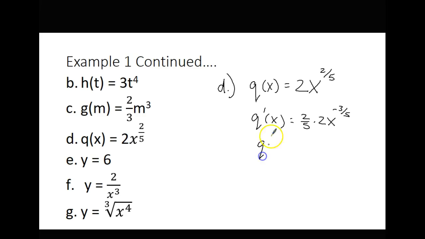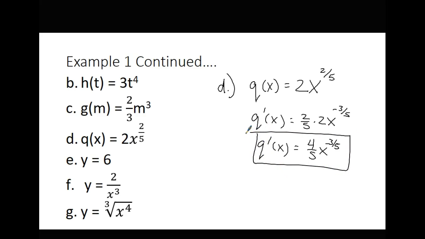We can simplify this. That'll be 4/5 x to the -3/5. Good? That's all you have to know. But I'm going to ask you to write 2 more things for this problem just to kind of get you ready for what's coming up in a little bit.